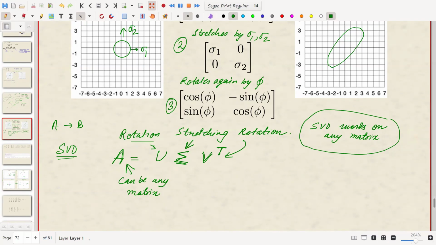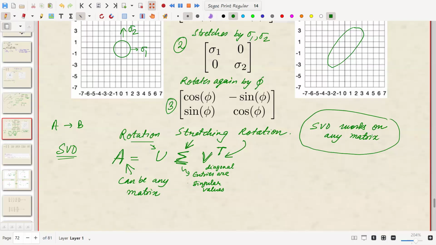And this is a diagonal matrix where the diagonal elements will be the singular values, not the eigenvalues. Therefore, since it is singular value decomposition, the diagonal entries are the singular values. And then we have this V transpose. V transpose is another matrix which does the rotation again.